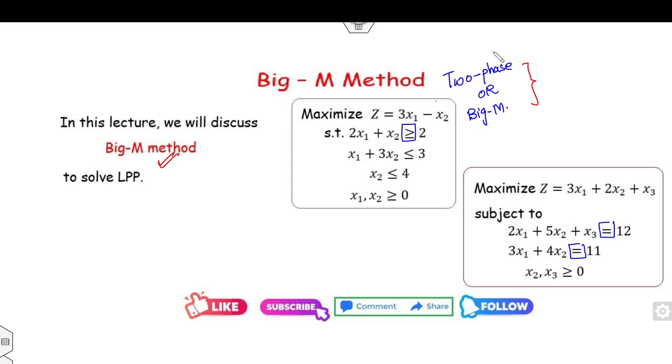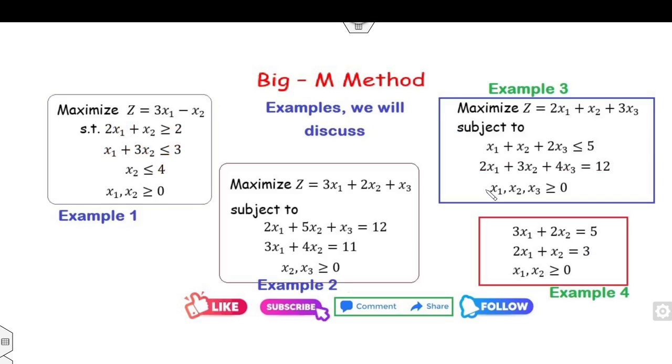In the next lecture, when we discuss the two-phase method, I will explain the same problem and solve this LPP again with the help of the two-phase method. Again, if you look at all these four examples that I will explain in this lecture, you can see the constraint is of the greater than sign, one is equality, and both are equality. So all these problems can be solved with the help of the big M method.